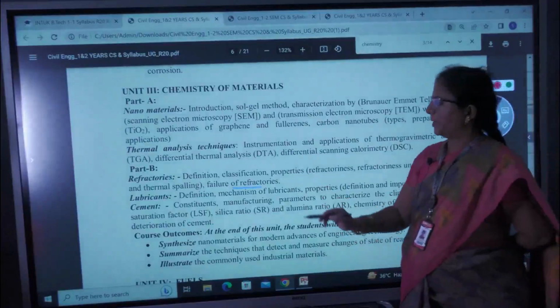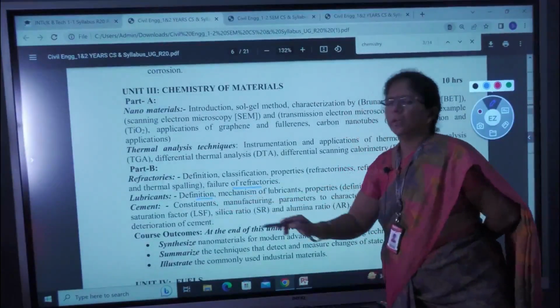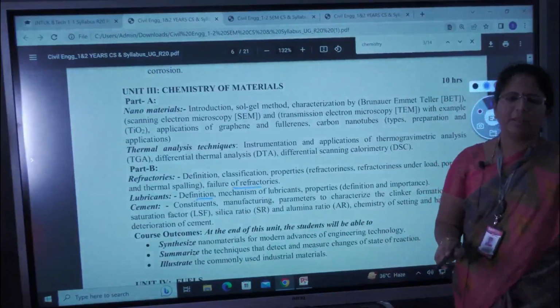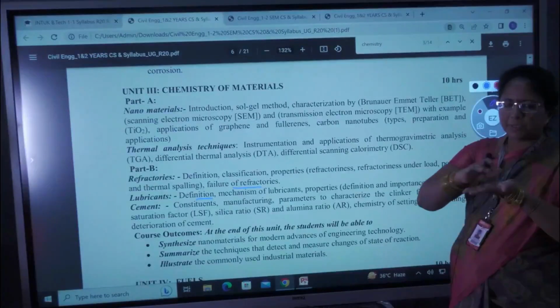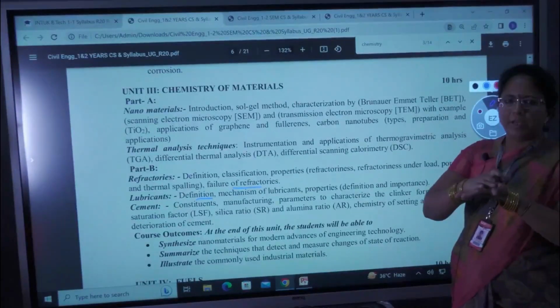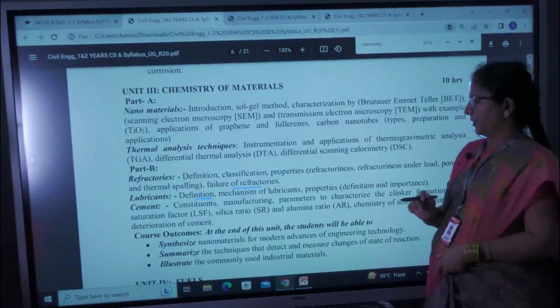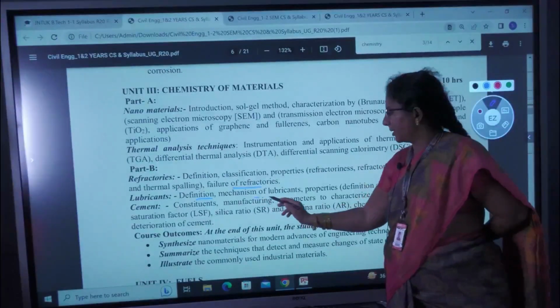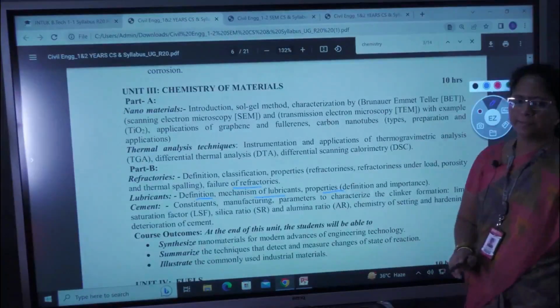And the next one is lubricants. In lubricants, basically we will be discussing the definition. A lubricant is nothing but a material which reduces the friction when applied between two surfaces. Next we will discuss the mechanism of lubricants and properties of lubricants.